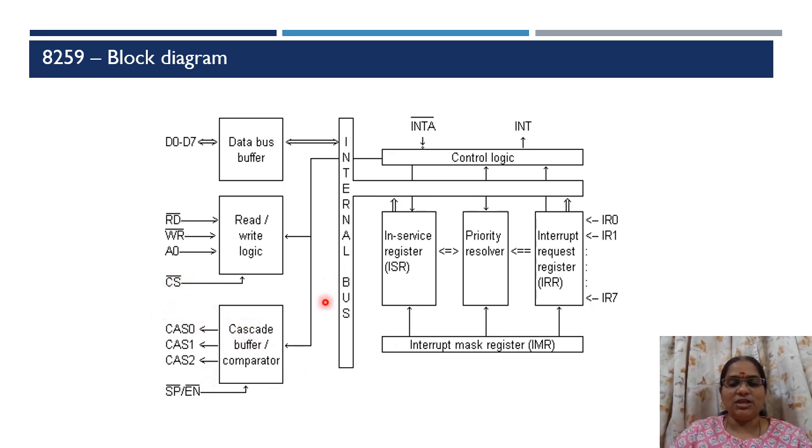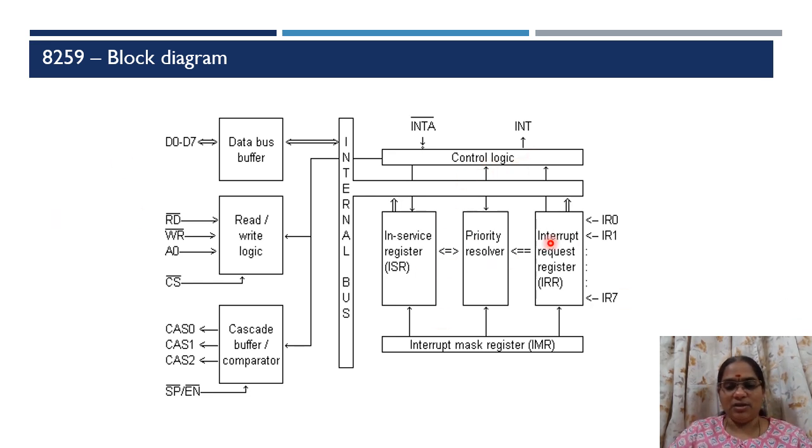As I mentioned in the earlier slide, we have 8 interrupts, IR0 to IR7. These can be cascaded. That is, another 8259 IC can be connected to interrupt 0, and one more IC at interrupt 1. Likewise, the 8 interrupts can be cascaded to 8 other 8259 ICs. Cascading is done by means of these select lines. This is for your enabling process. And this internal bus is used for communicating between the programmable interrupt controller and your processor.